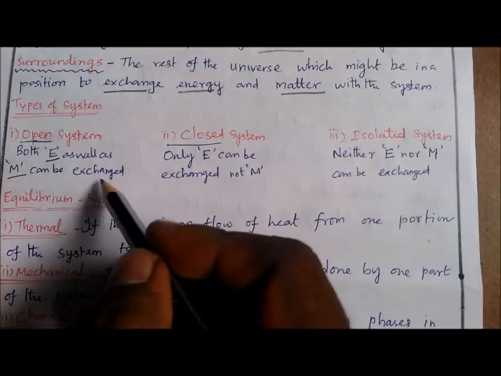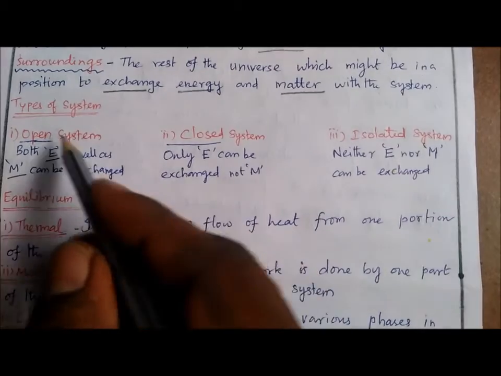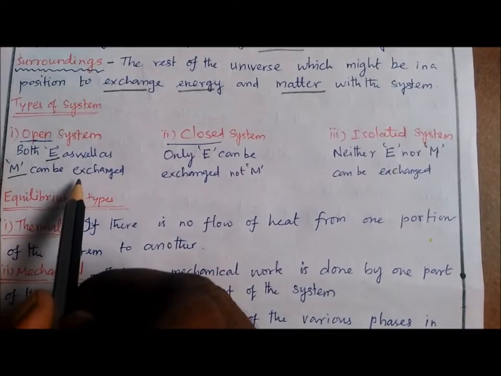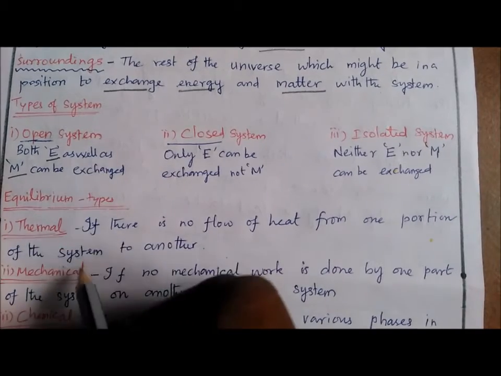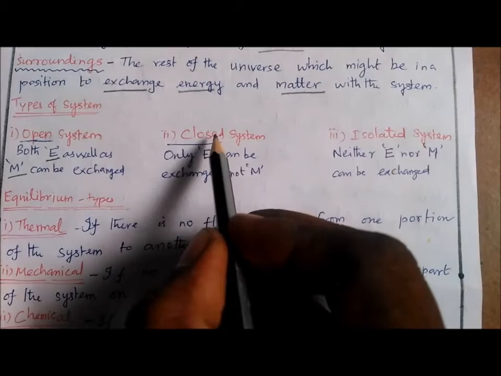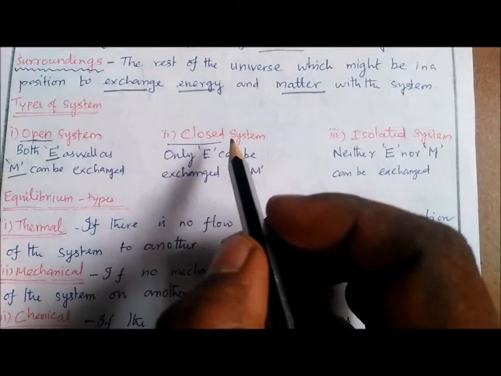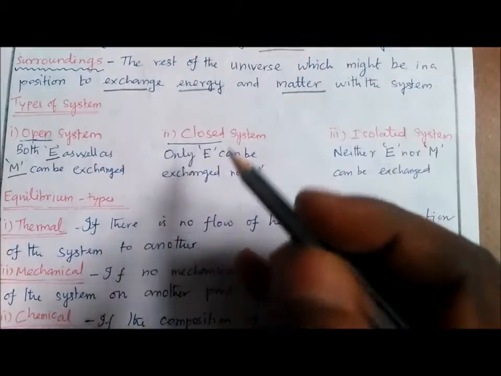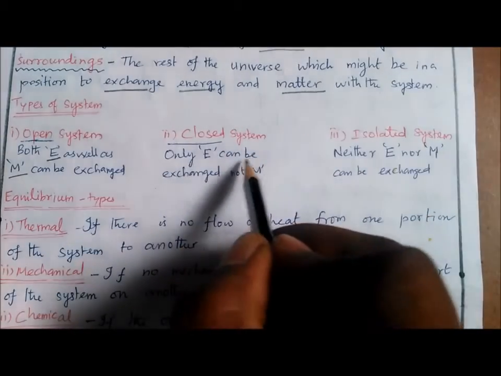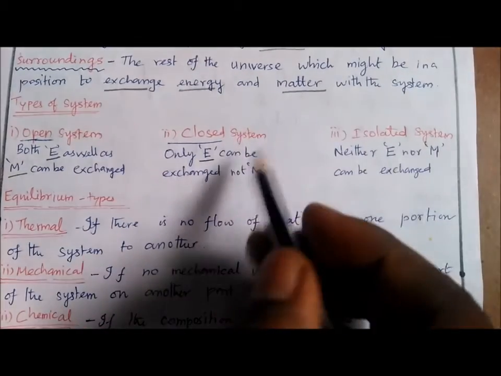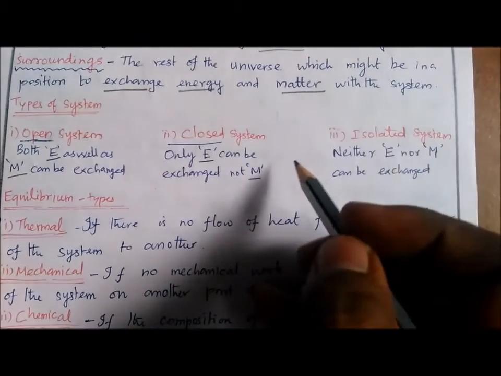So what can be exchanged? What can be exchanged defines the type of the system. So in the case of a closed system, what is called a closed system? A closed system is one in which only energy can be exchanged with the surroundings, not matter.